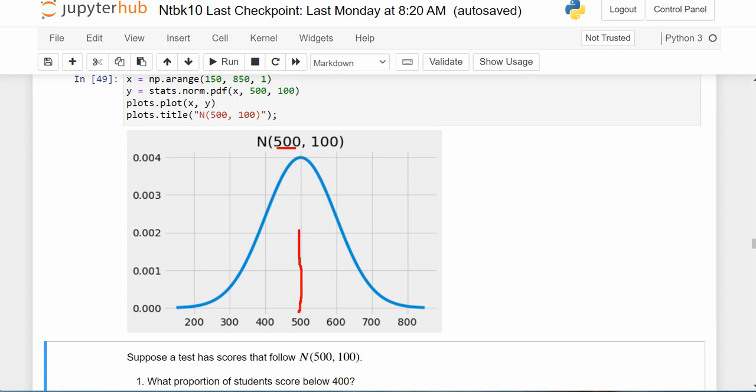But you can see that the center of that bell is at the average of 500, and the standard deviation is about 100. Okay, so this is between the average and 1 standard deviation above average. So the 1 standard deviation goes there.